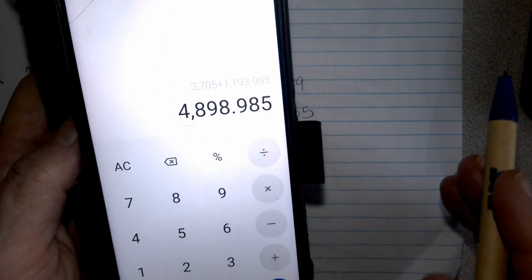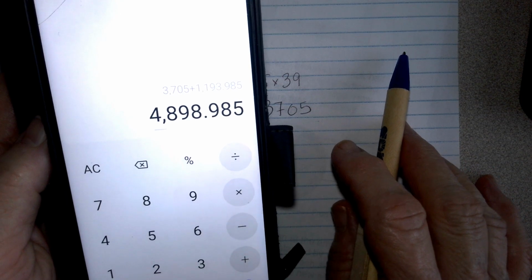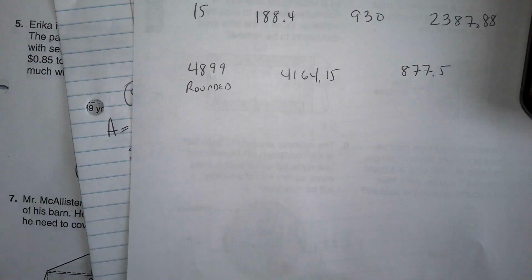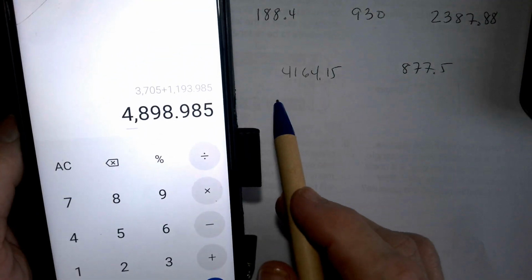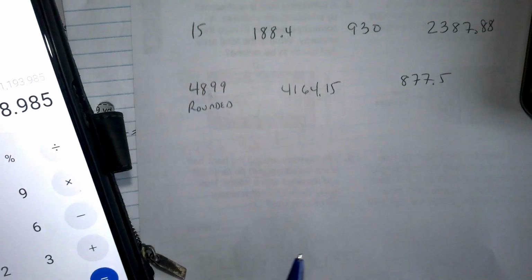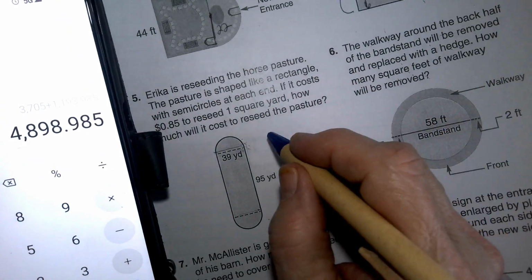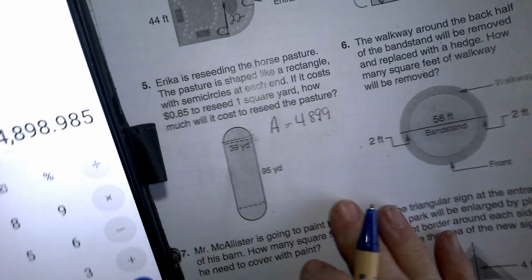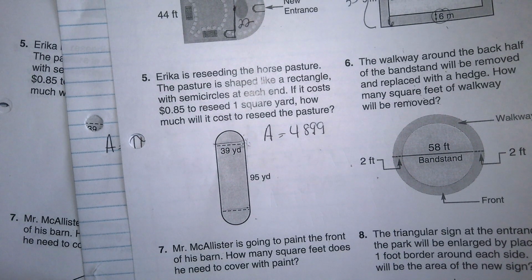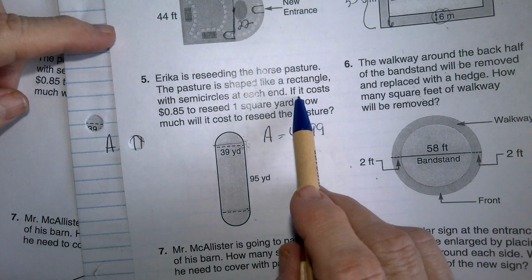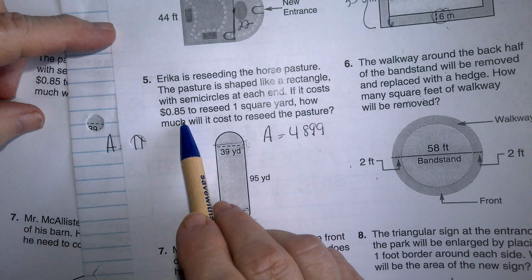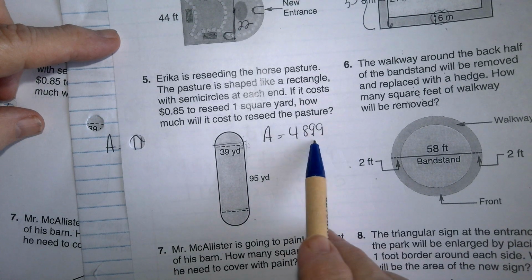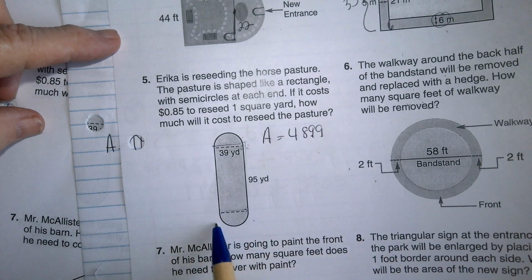And if I rounded that, what would that come to? We're going to round it to the nearest whole number because I think that's what I did. Is that it right there? Yeah. So that's the round. We're going to put the rounded answer, 4899. So the area right now is 4899. There's no decimal. But then it says, okay, if it costs 85 cents to reseed every one square yard, how much is it going to cost to reseed this whole entire thing?